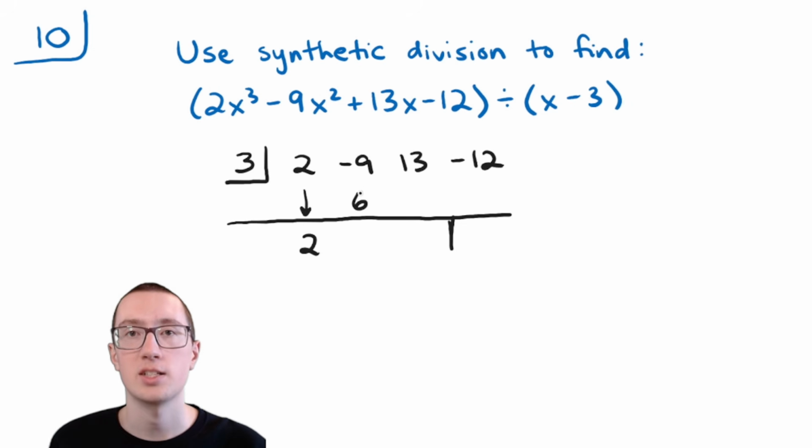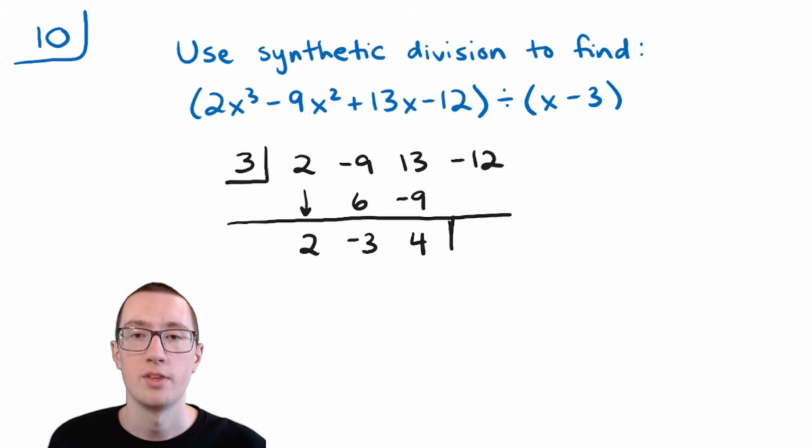So negative 9 plus 6, we lost $9 and then gained 6 back. We're still down $3. Then we have 3 times negative 3. 3 times 3 is 9. And the minus sign stays. 13 minus 9 is 4. 3 times 4 is 12. And then negative 12 plus 12, those cancel out and give you 0. So this is going to be what we use to write our final answer here.